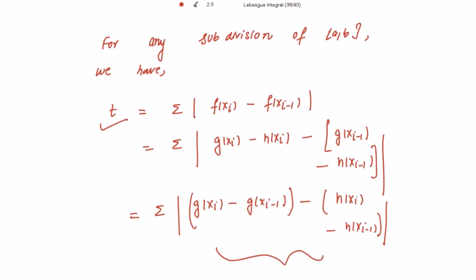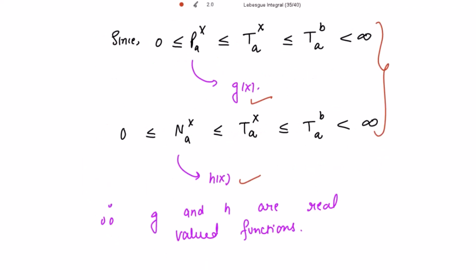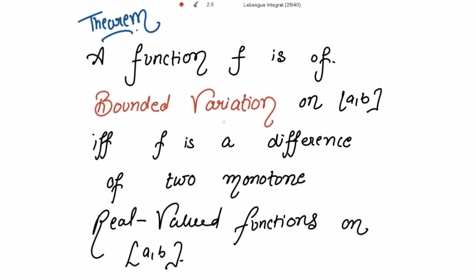Let's again read the theorem. It is very important. A function f is of bounded variation on closed interval [a,b] if and only if, that is for both the ways, f is a difference of two monotone real valued functions on closed interval [a,b]. So this is the if and only if case. Both the ways you have to show, right?